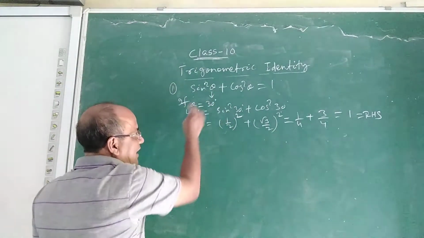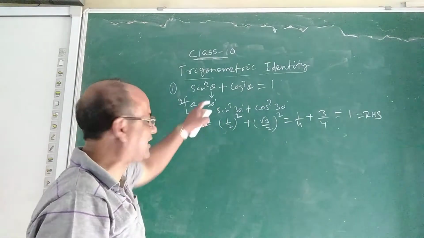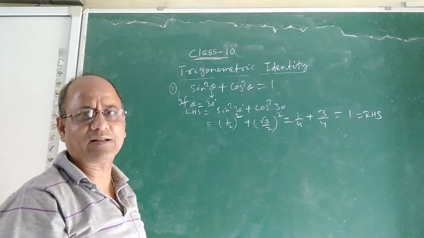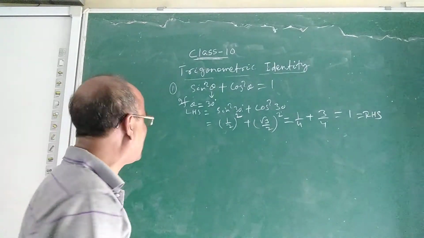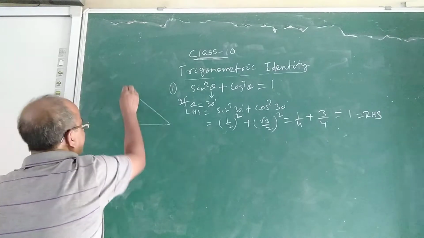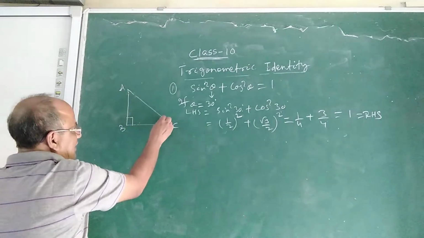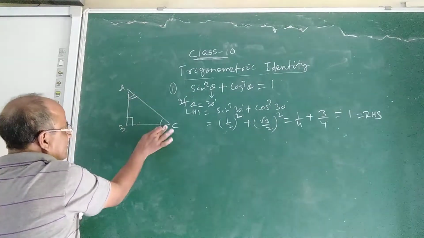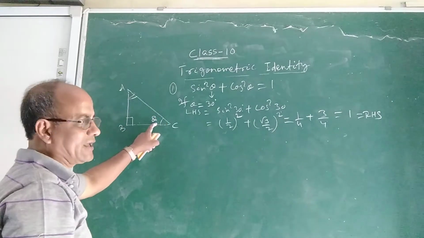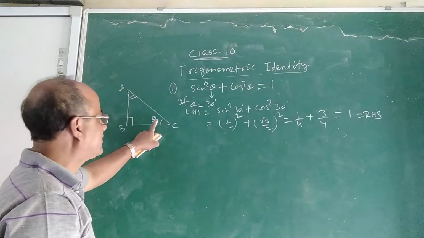This proof I did by taking some fixed angle, that is 30 degree. Without taking an angle also we can prove it geometrically. We can prove geometrically that sin square theta plus cos square theta is 1. Let us see how. To do that, what you do? Draw a right triangle. Suppose ABC is a right triangle, this angle is 90 degree, and clearly this angle and this angle are acute angles, C and A. Suppose this angle is theta. Theta means it may be of any measure, any degree. Now let us find the trigonometric ratios of this angle.